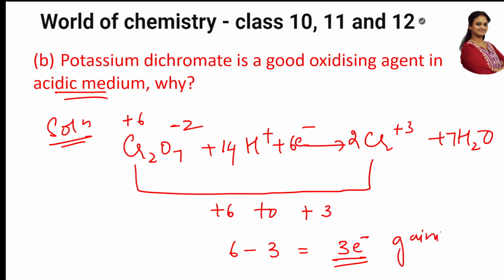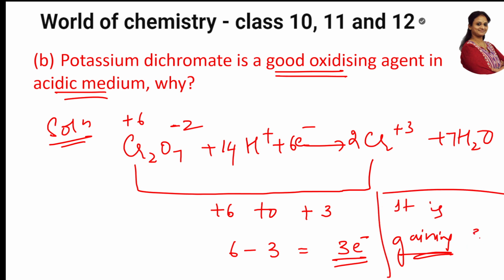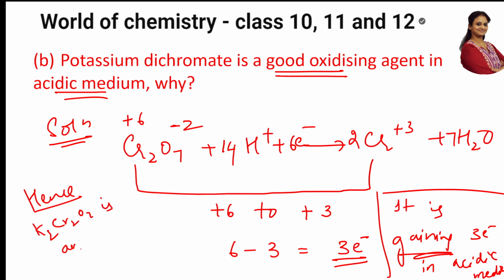So gaining. Check, students, in acidic medium, it is acting as a good oxidizing agent because it is gaining. It is gaining 3 electrons in acidic medium. Hence, it is a good oxidizing agent. Hence, K2Cr2O7 is a good oxidizing agent.